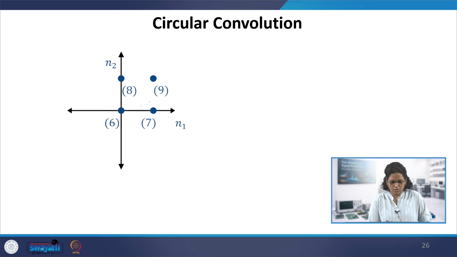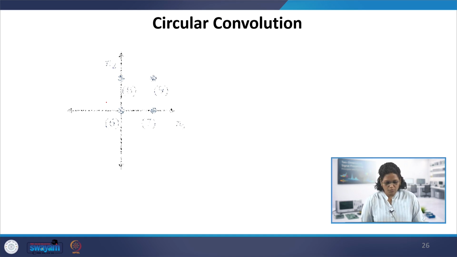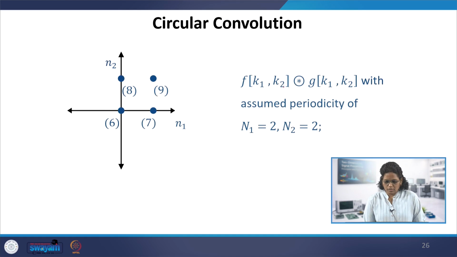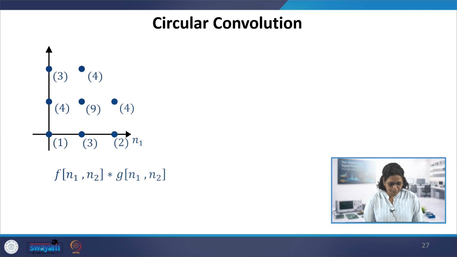The circular convolution result and the linear convolution are not equal in this case, because the sequences are 2 by 2, with n1 and n2 both 2. The circular convolution result has n1 equal to 2 and n2 equal to 2 for the assumed periodicity. So for this circular convolution, the two give different results.